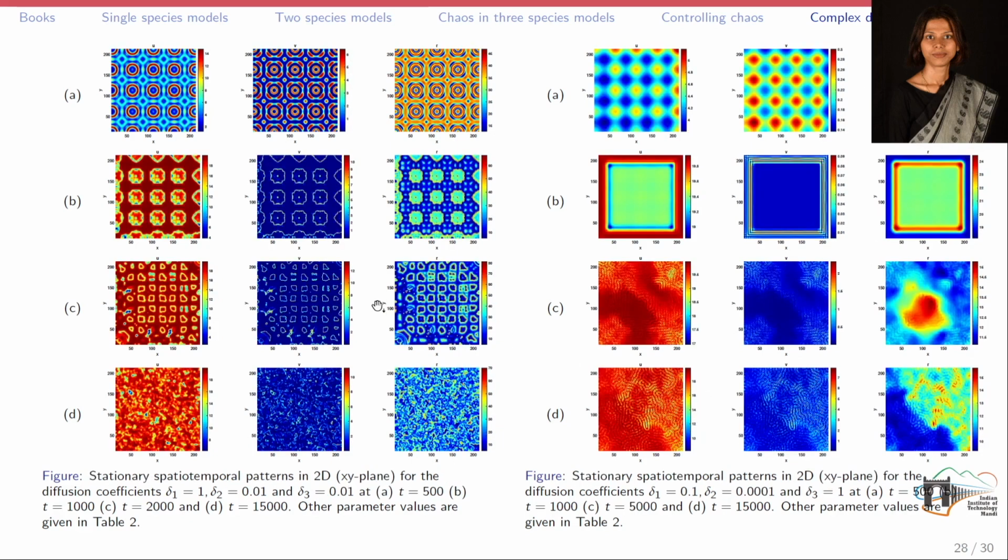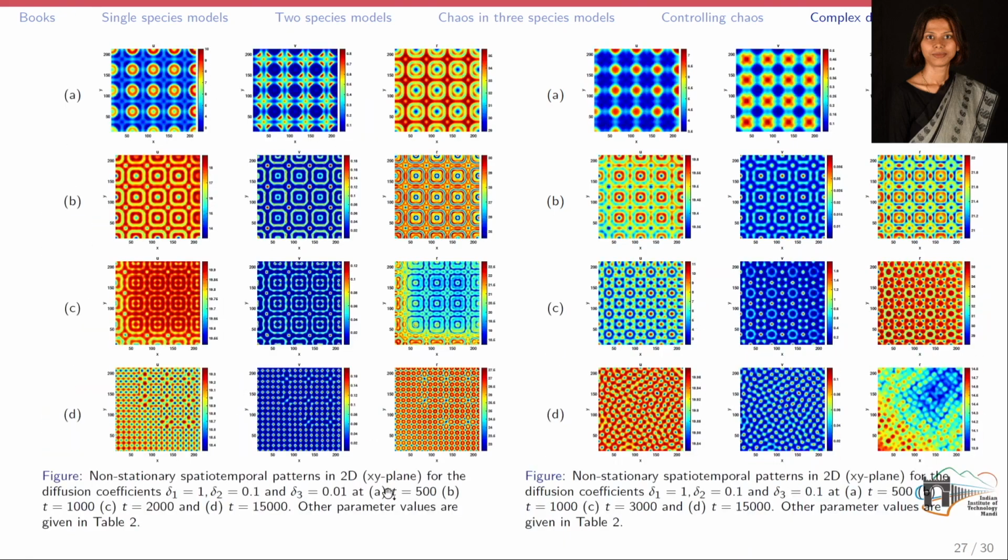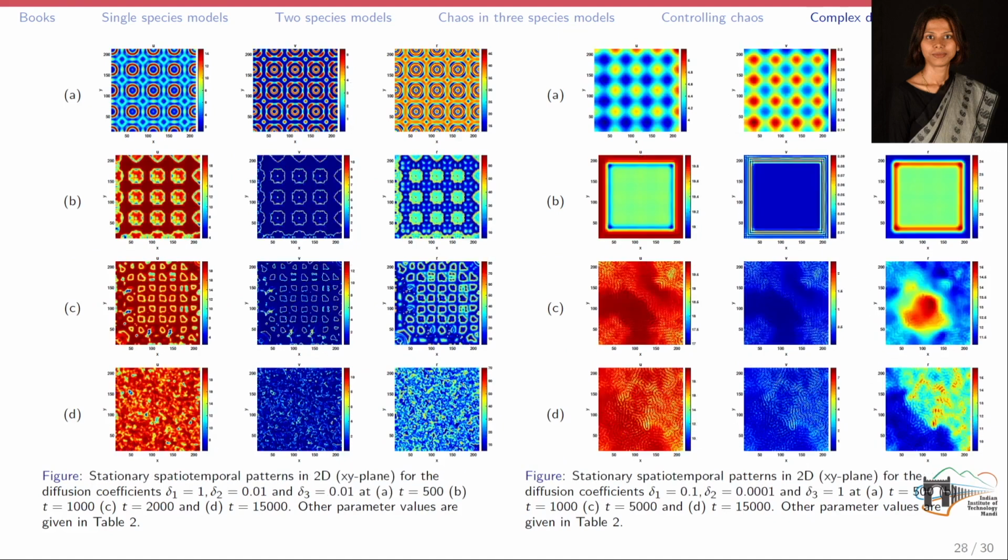Now here, we further change the values of the diffusion coefficients, and we see another set of spatiotemporal patterns in the prey population, middle predator population, and the top predator population. Here we have changed the value of delta 2 as well as delta 3, while delta 1 is 1. So we see another set of spatiotemporal patterns. Again in this figure, we see that the patterns change as we change the diffusion coefficient.